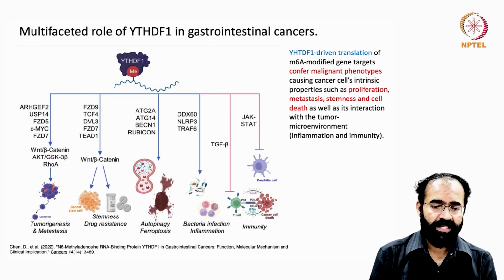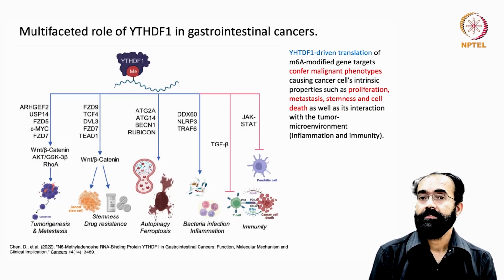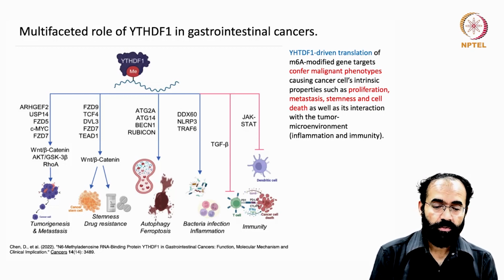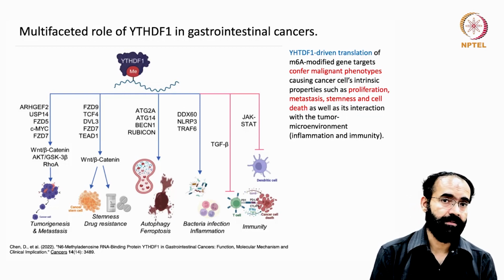Another example is that FZD9, TCF4, DVL3, FZD7, TEAD1, these proteins have this methylation and it is detected by the YTH domain family containing protein, that is YTHDF, which means YTH domain family protein. So they can stabilize the Wnt beta-catenin and can lead to stemness and also drug resistance in case of various cancers. Stemness here, what we are referring to, is like cancer stem cell.